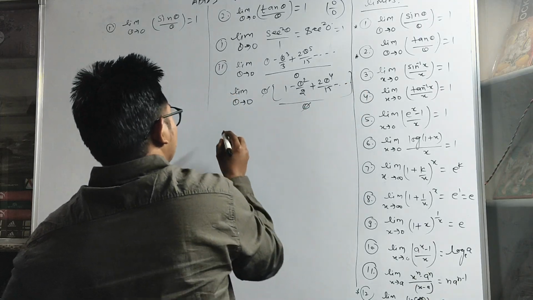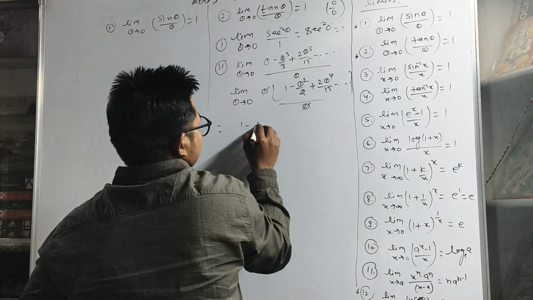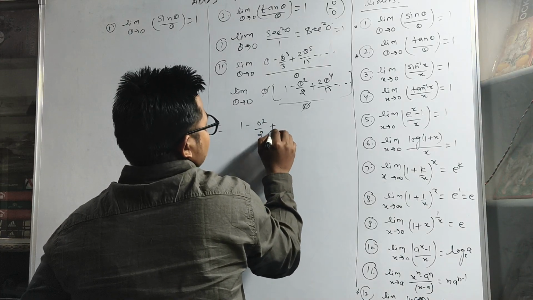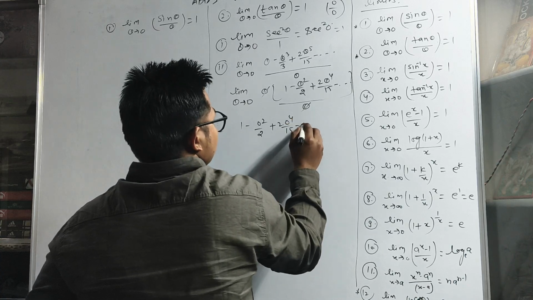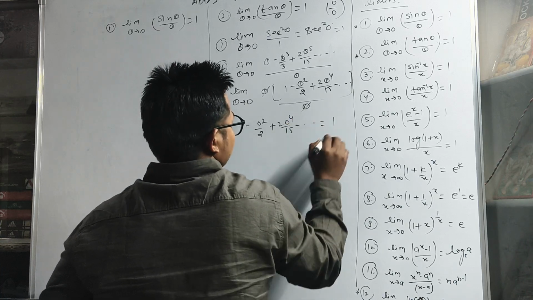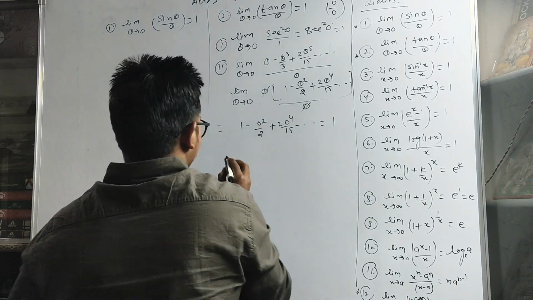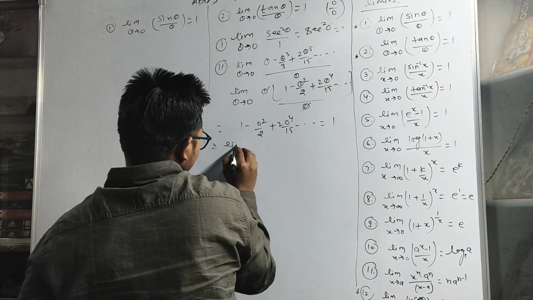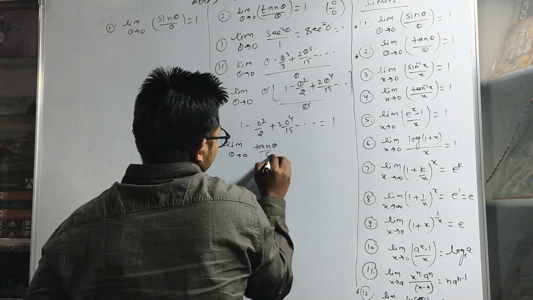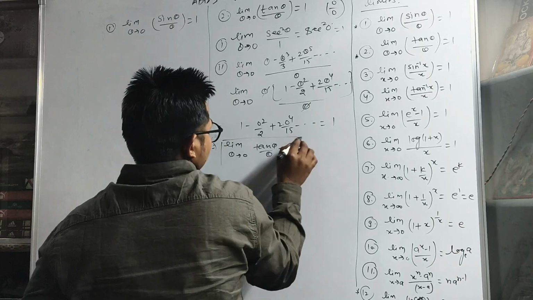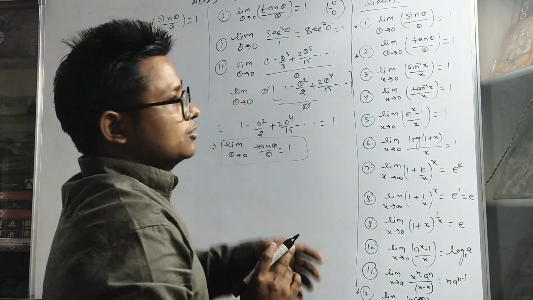This term will cancel out. On taking limit we will have 1 minus 0 square by 3 plus 2 into 0 to the power 4 upon 15 minus and so on. On solving this we will have 1. That means limit theta tending to 0 tan theta upon theta equal to 1. In both the methods we can solve easily.